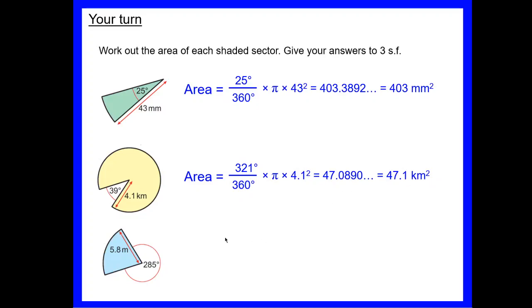Finally, our last one then. So again, we want the blue shaded bit, but they've told us the angle on the outside here. So we have to do 360 take away the 285 there, and that leaves us with 75 out of 360 times pi times our radius of 5.8 squared, which is 22.01732, etc. And to 3 significant figures, 22.0 metres squared. Make sure you check those before you move on.